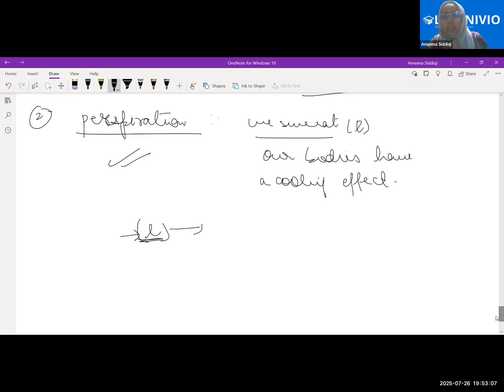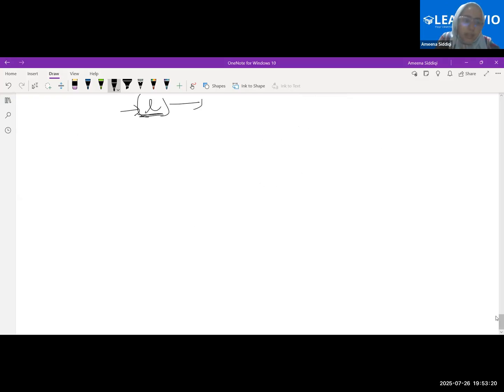If they are not escaping, obviously the process of evaporation does not happen, and therefore the temperature does not decrease. Therefore, the cooling effect does not take place. Clear, bachcho? Yes, ma'am. Any problem? No, ma'am. Fine.